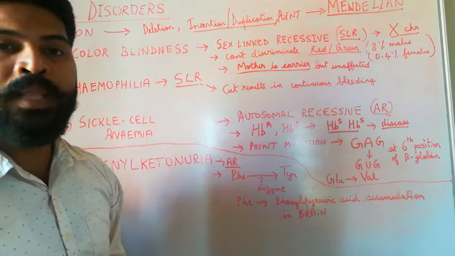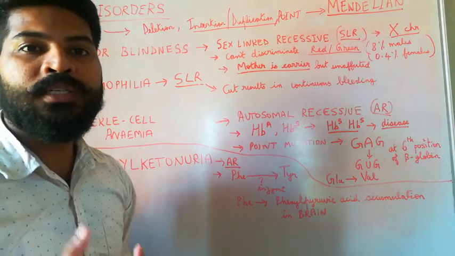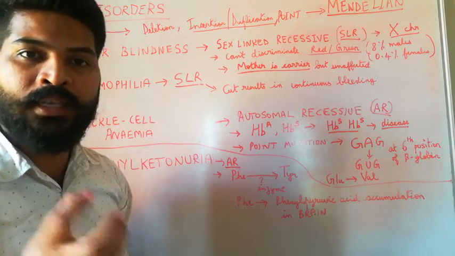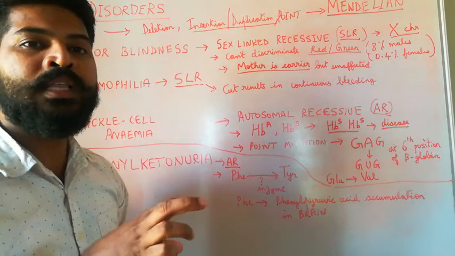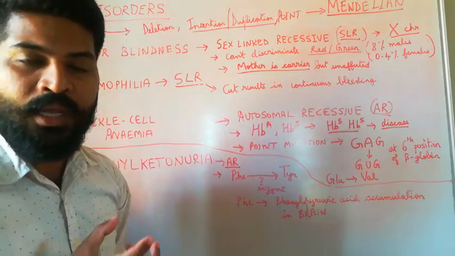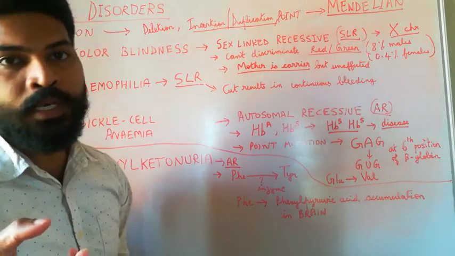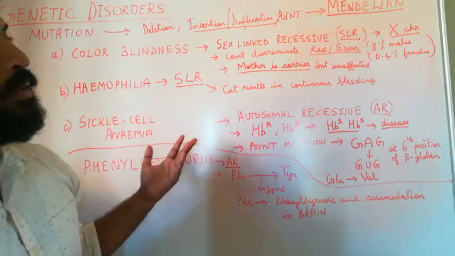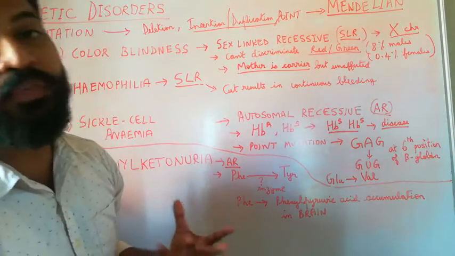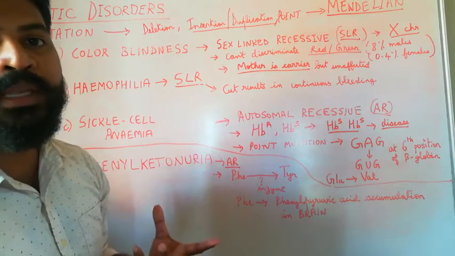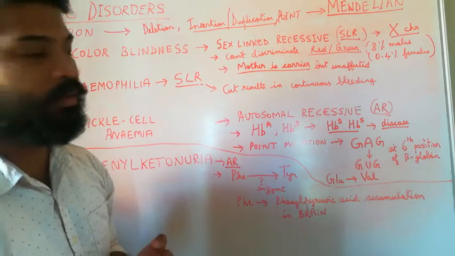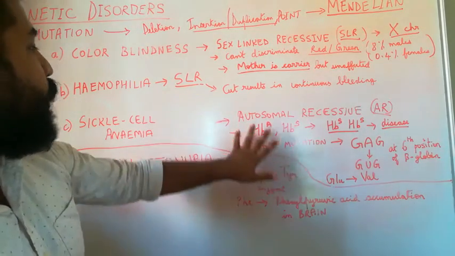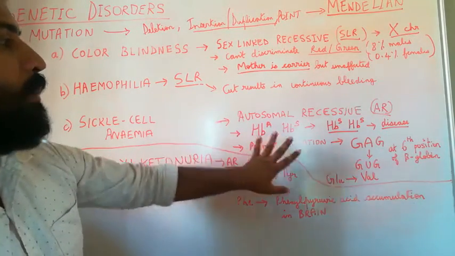So what happens is, during oxygen stress conditions, when oxygen availability is less, the globin chains will undergo polymerization. They will lose their normal shape and become sickle shaped. These individuals have low affinity for oxygen and they feel tired because oxygen availability is less. That is about sickle cell anemia.